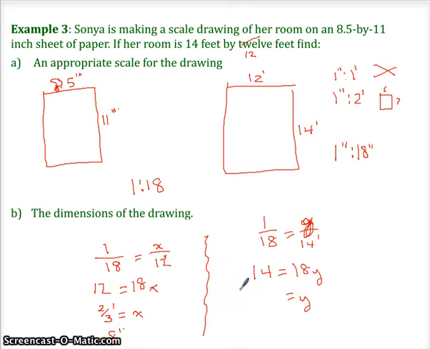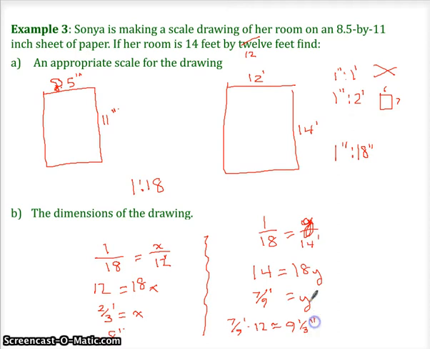Oh, wait, I did that wrong. 14 divided by 18. I'm going to get 7/9 of a foot. 7/9 of a foot. Let's go ahead and write fractions. You guys don't mind fractions, do you? Which in inches, 7/9 of a foot times 12 equals 9 1/3 inches.